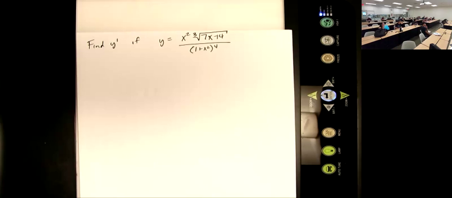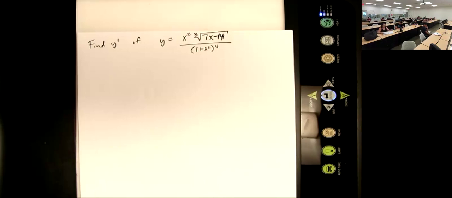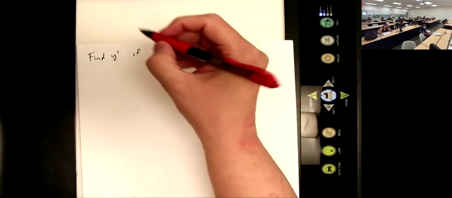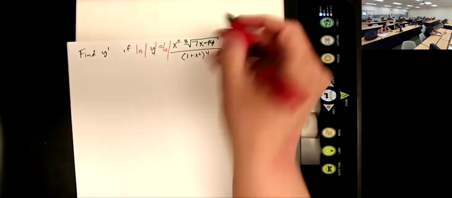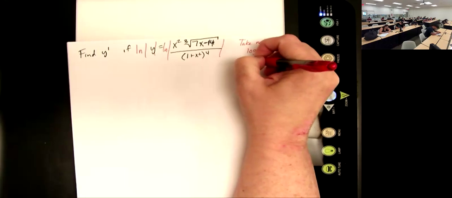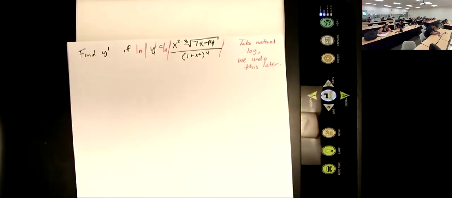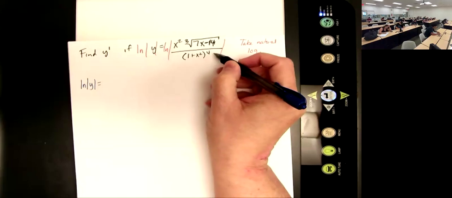7x minus 14. So let's use some stuff here. I hope you like this. What we're gonna do is take the natural log of both sides. And later on, we have to undo this. But once something's in the form of a natural log, we can use properties of natural log to separate this beast into a bunch of stuff.